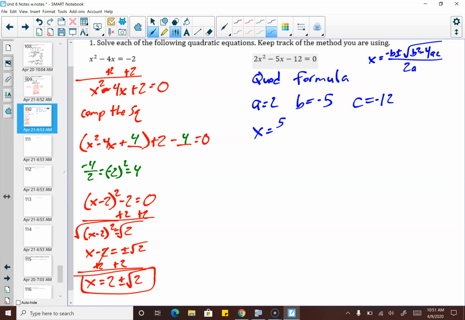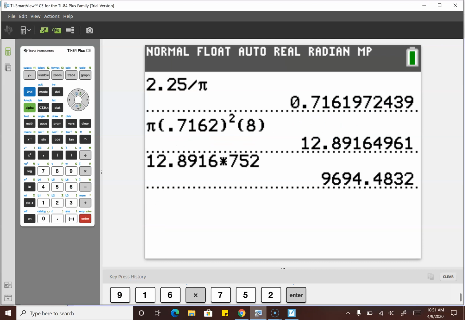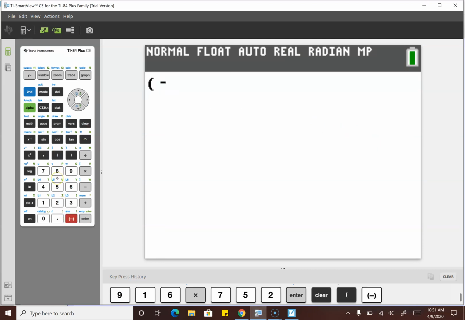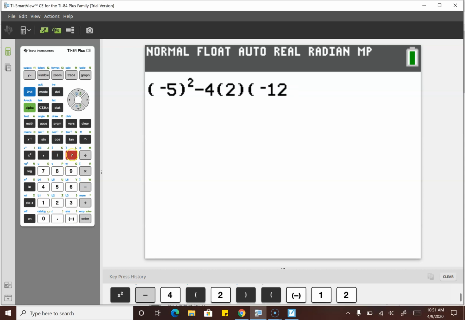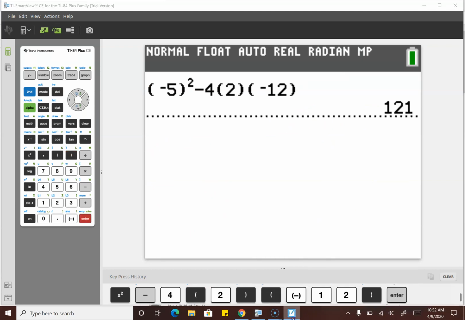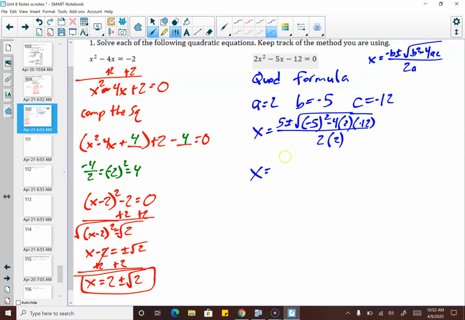-b, so the negative of -5 is +5, big square root, -5 squared, minus 4 times 2 times -12, all over 2 times 2. So now we're going to be in our calculator here. So we are -5 squared, making sure you're using parentheses, minus 4 times 2 times, I believe it was -12, and I just want to double check. Enter. I get square root of 121. So 5 plus or minus square root 121 over, and 2 times 2 is 4.